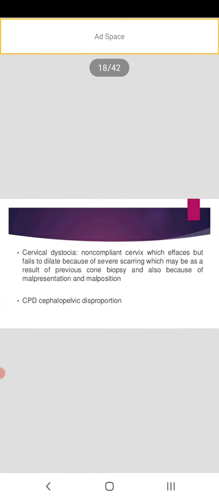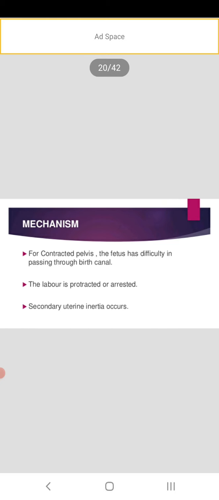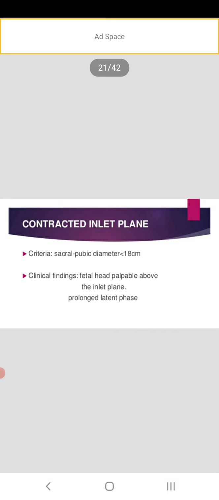Abnormal CPD, cephalopelvic disproportion. Then contracted pelvis: contracted inlet, pelvic malformation, outlet. Mechanism: the fetus has difficulty in passing through the birth canal. Labor is protracted or arrested. Secondary uterine inertia occurs.